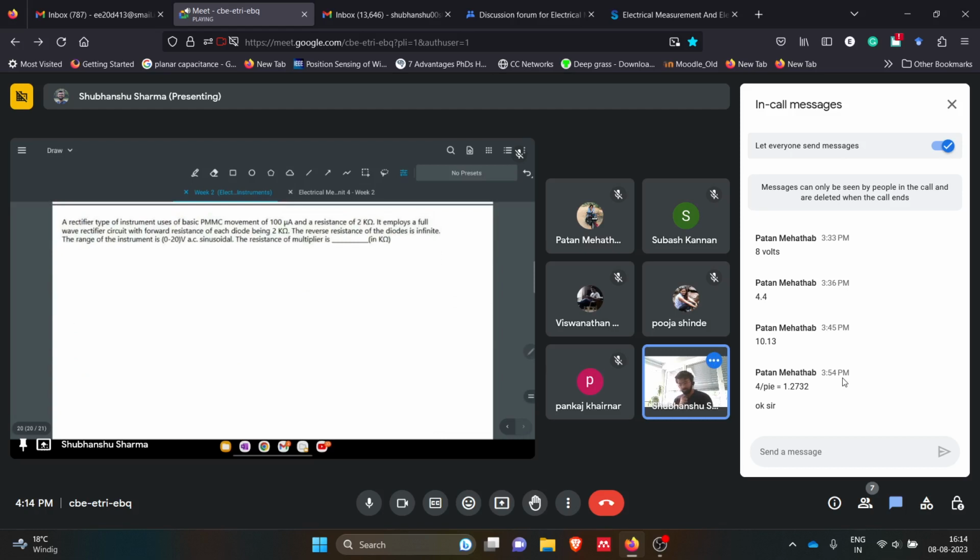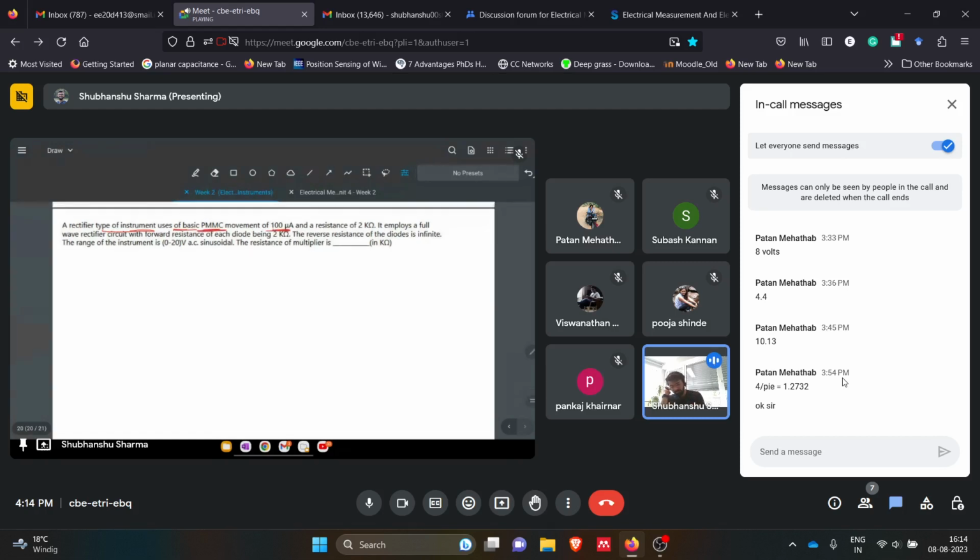So we have a rectifier type instrument, which uses a basic PMMC movement of 100 microamperes. This means this is the full scale deflection value, and it has a resistance of 2 kilo ohm. It employs a full wave rectifier circuit with forward resistance of each diode being 2 kilo ohm. The reverse resistance of the diode is infinite, fine. The range of the instrument is this, sinusoidal. We need the resistance of the multiplier resistance.